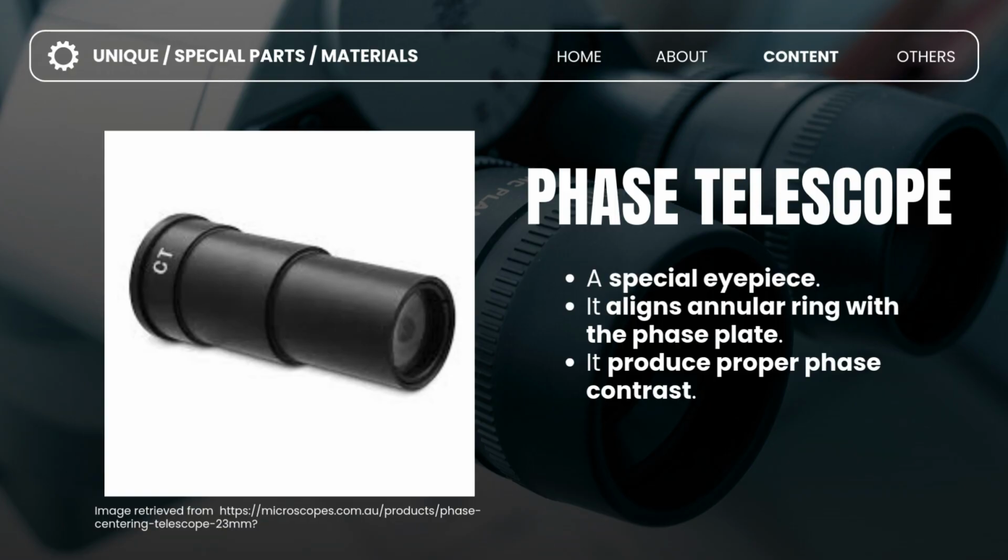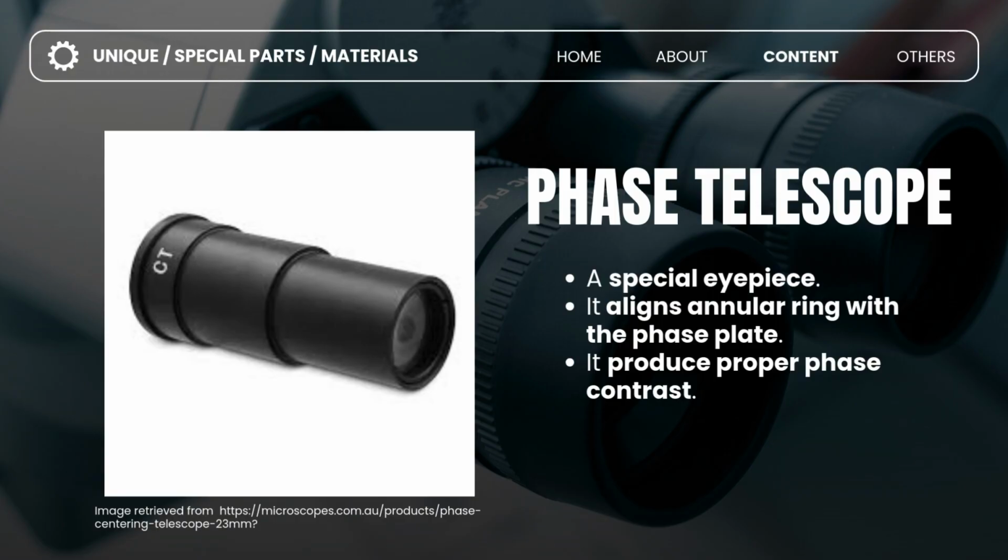The phase telescope is a special eyepiece that temporarily replaces the normal eyepiece. When we look through it, it allows us to see both the annular ring in the condenser and the phase plate inside the objective lens at the same time. This makes it possible to check if the two are aligned. If they are misaligned, the phase contrast image will be poor or uneven.